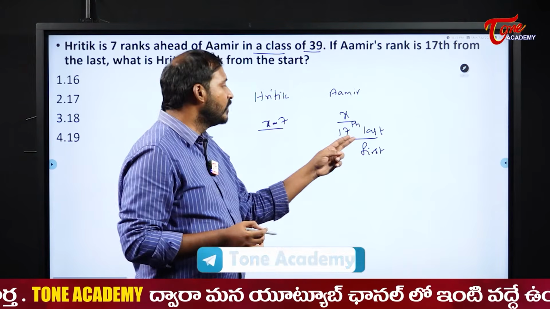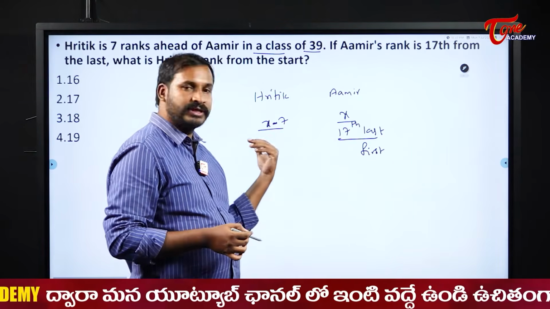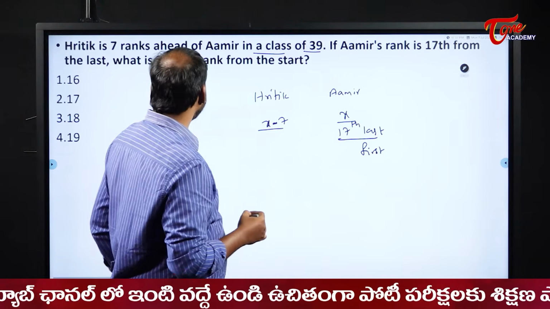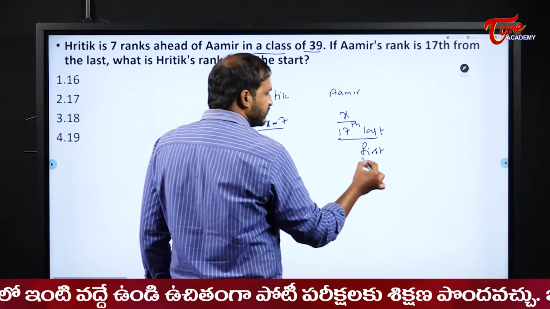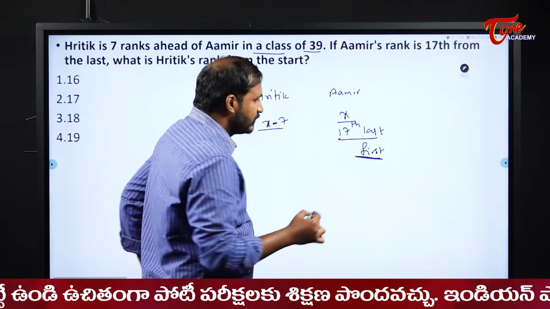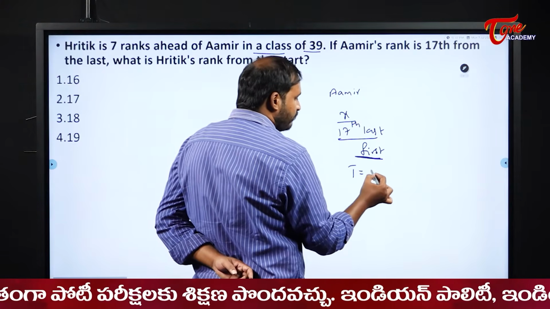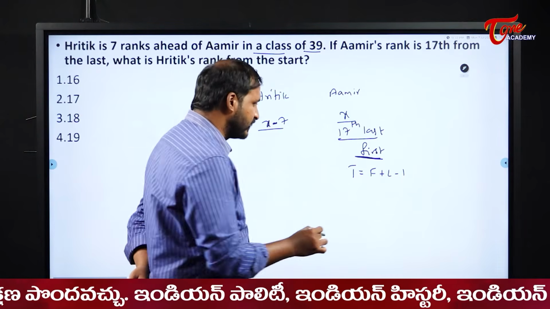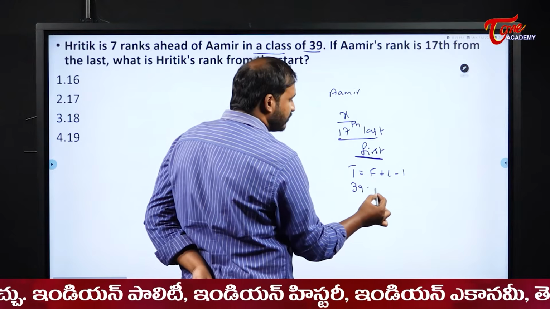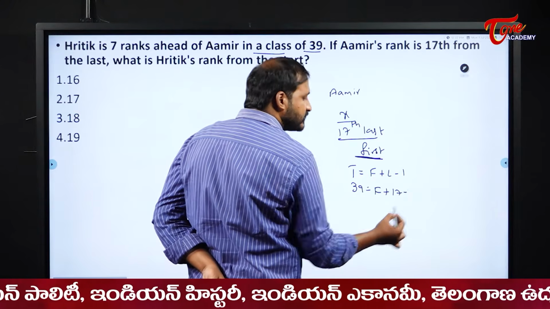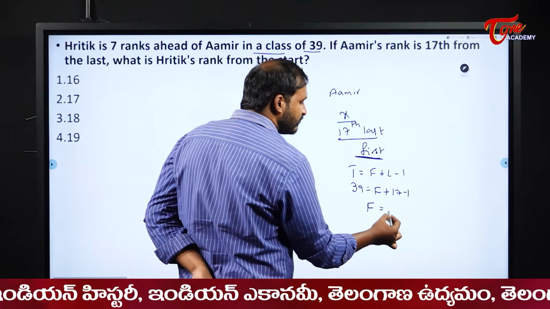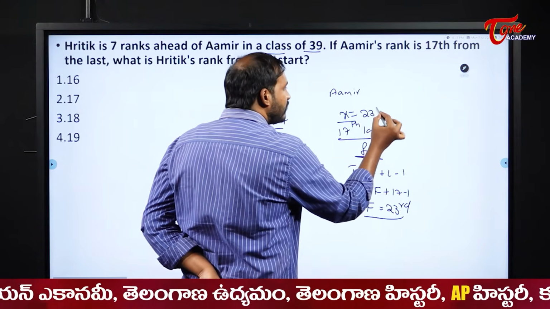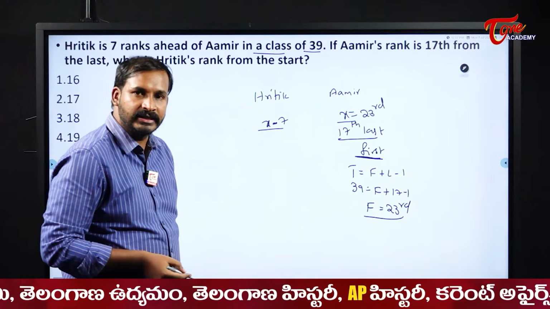In two ways we can do it. We can find the first rank here and substitute, or we can find it here and here also. There is nothing wrong in that. Now from the first, what is Amir's rank? Sir, total is equal to first plus last minus 1. Here I am only changing the terminology, nothing more than that. So total is 39. From the first I don't know, from the last he is 17, minus 1. So from the first his rank will become 23rd. That is x, 23rd.